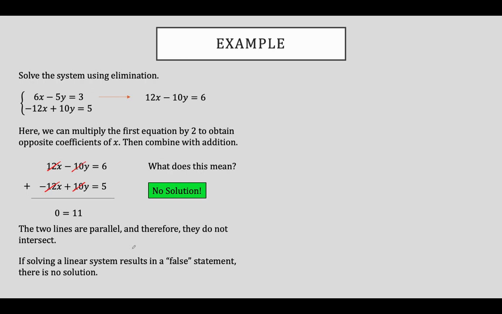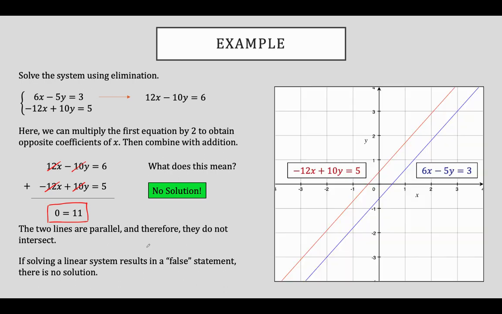All right, anytime you are solving a system that results in a false statement, this is our false statement here, 0 does not equal 11, then there is no solution to the system. And again, we could verify our answer graphically here. If we were to graph each one of these lines, we do indeed see that they are parallel. Parallel lines do not intersect. Therefore, there is no solution to our system.